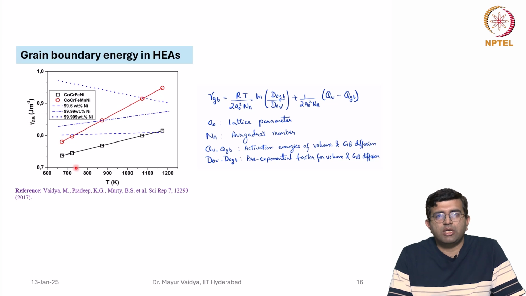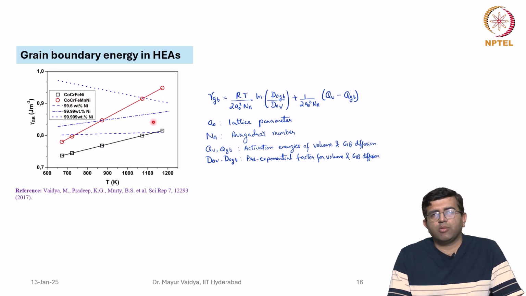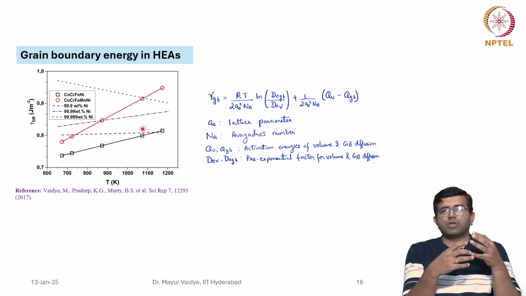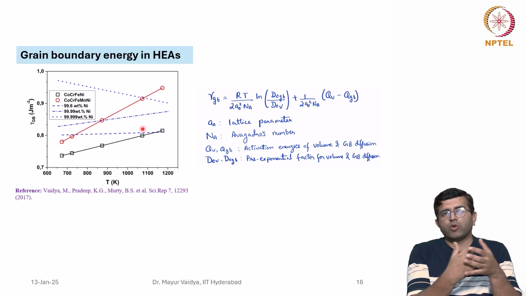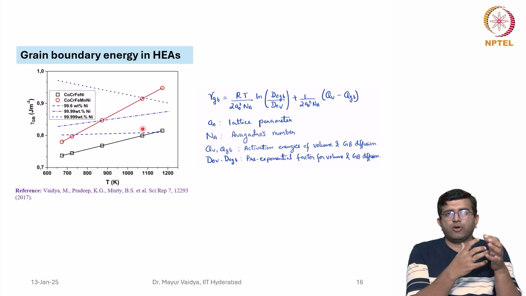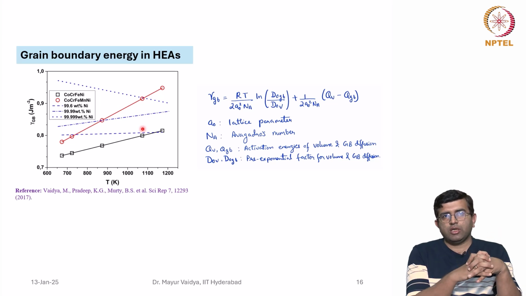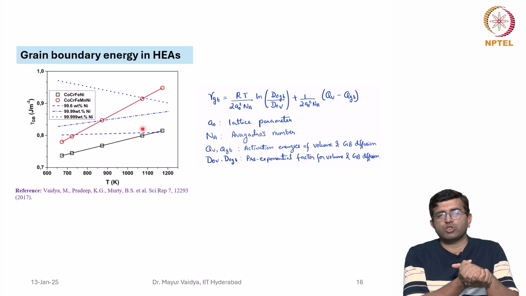Gamma GB is measured as a function of temperature for alloys like the Cantor alloy and CoCrFeNi. Remember, here I am showing you examples from one or two literature sources, but there is more literature available for the diffusion in these alloys on the lattice diffusion side as well.